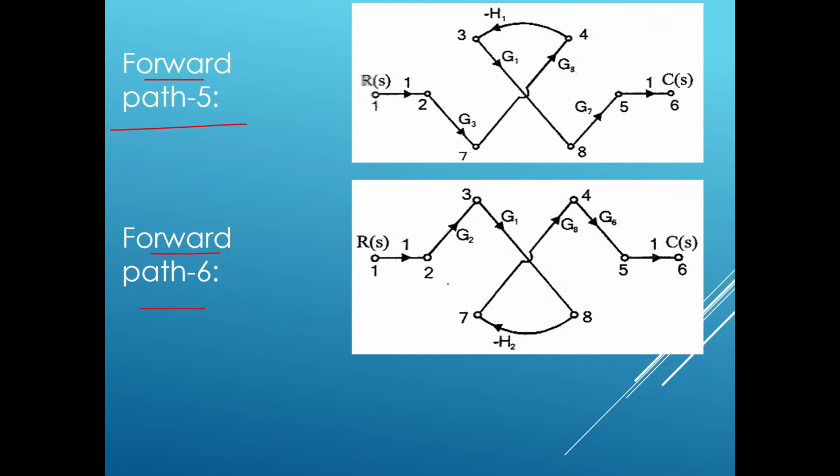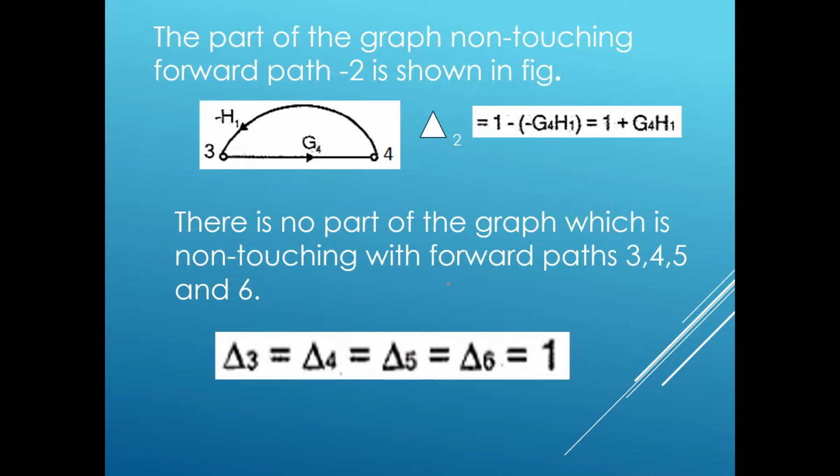Since there are no loops, they may mention in the content that there is no part. Part means loop, you must consider the loop. Even if it is mentioned as part, it is a loop. So there is no part of the graph which is not touching the forward paths 3, 4, 5, 6. Therefore the delta 3, delta 4, delta 5, delta 6 values are 1.